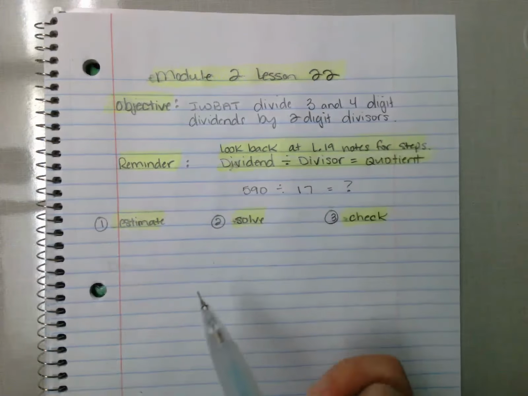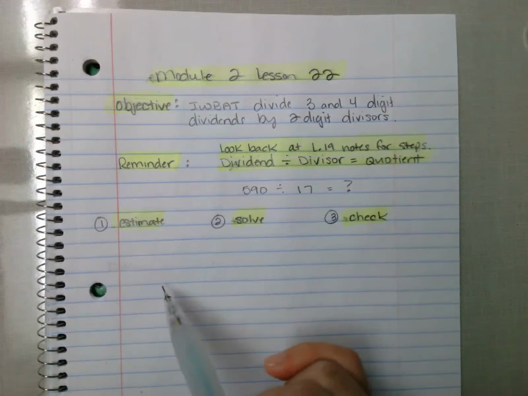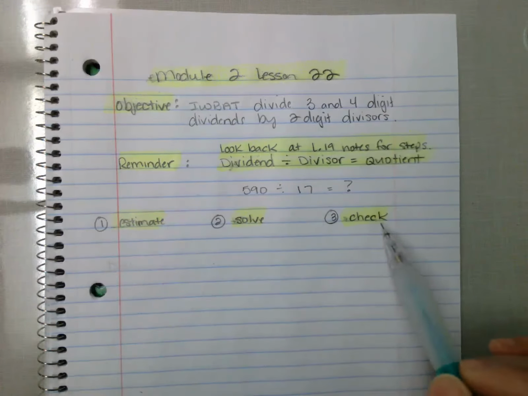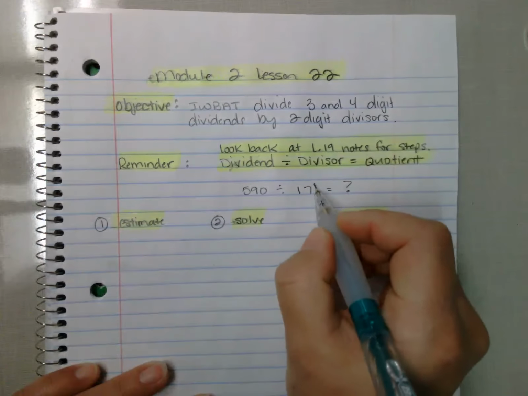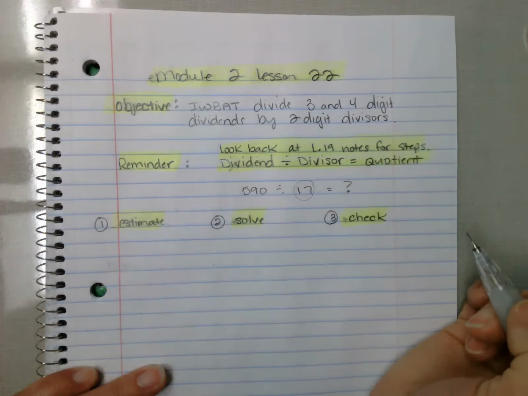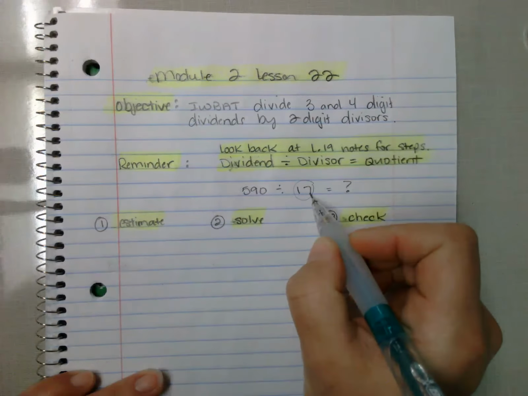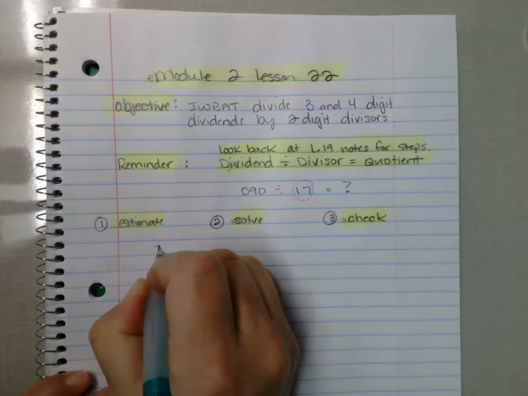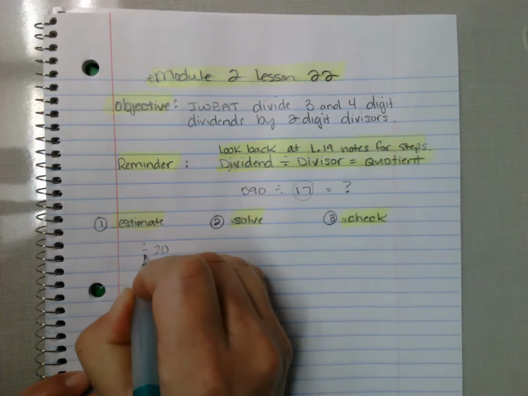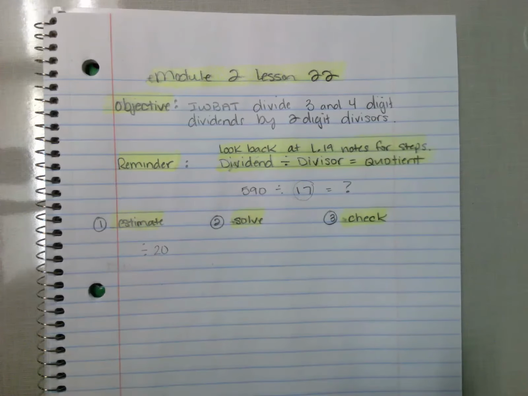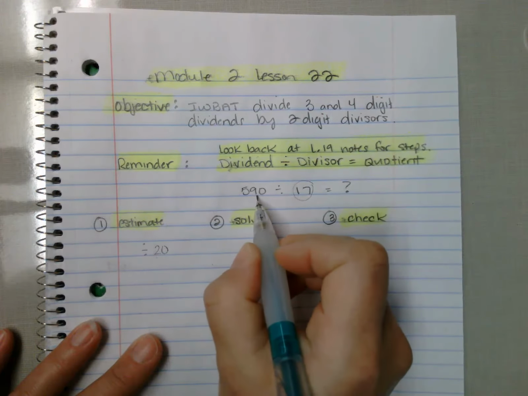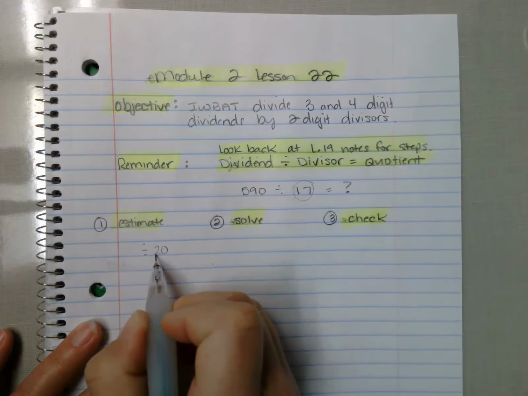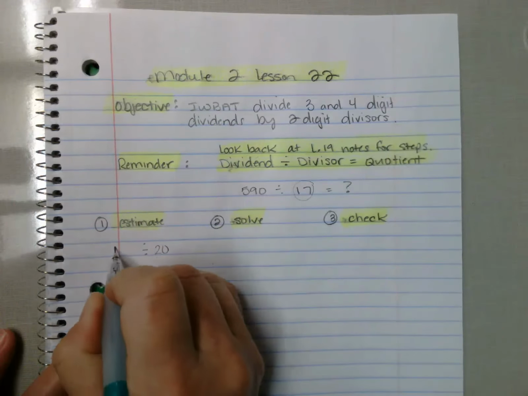If you look back at lesson 19, our steps are going to tell you that you need to estimate first, then we're going to solve, and then we're going to check using multiplication to make sure that our answer is correct. So to estimate, remember, we are always starting with the divisor, and we round our divisor. 17, if I was to round that, would be 20. And then if I am thinking of multiples that divide by 2, so now I need to estimate 590. What is a nice number that would be easily divisible by 2? Well, I can say 600.